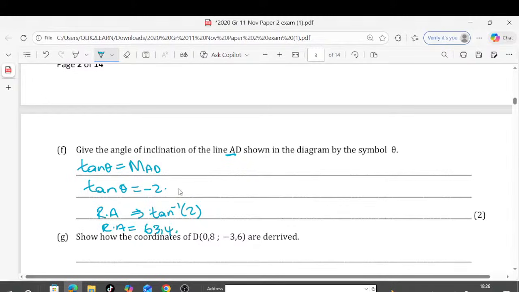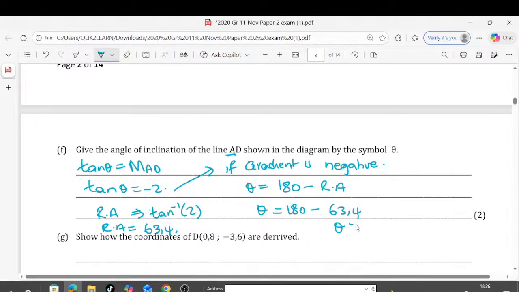So if the gradient is negative, what you need to do is say theta will be equal to 180 minus that reference angle. So the final answer will be 180 minus the RA of 63.4. The answer that you get is 116.6 degrees.